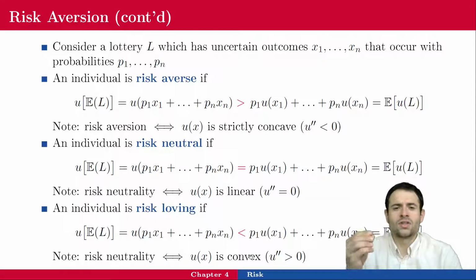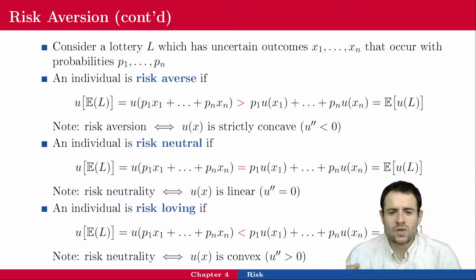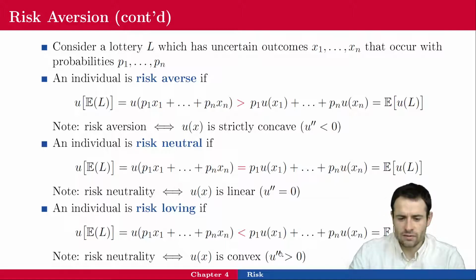So as soon as you see a utility function and you see risky outcomes, you should immediately look at the utility function and wonder, is our consumer risk averse, risk neutral, or risk loving? Just by looking at the shape or looking at the second derivative, you can tell whether a consumer is one or the other.